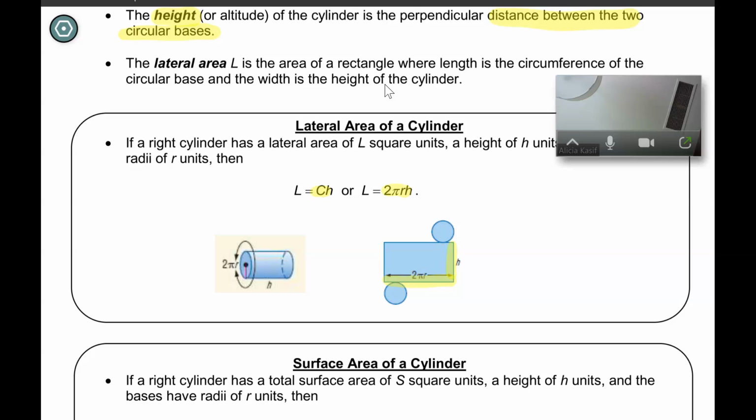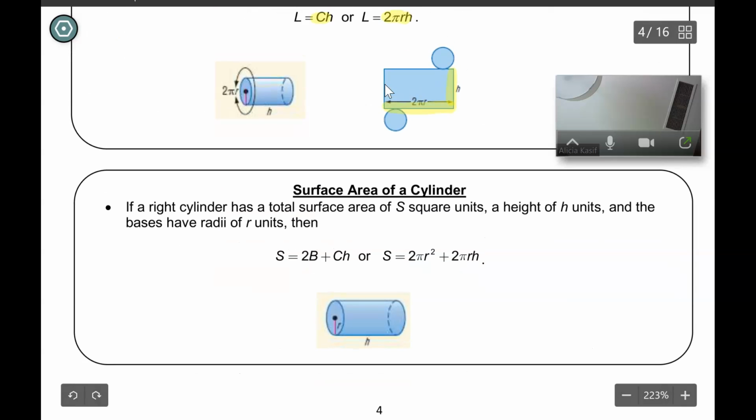So next, if we want to find the total surface area, we're just going to include the two bases. So here's the one formula: 2 times the area of the base plus circumference times the height. And if you want to write it all out, you have 2 pi r squared plus 2 pi r h. So those are the formulas, right? Because pi r squared is the area of the base, and we know circumference is 2 pi r, so that's where we get this formula.